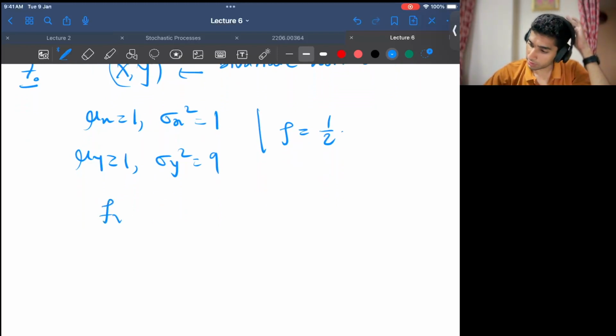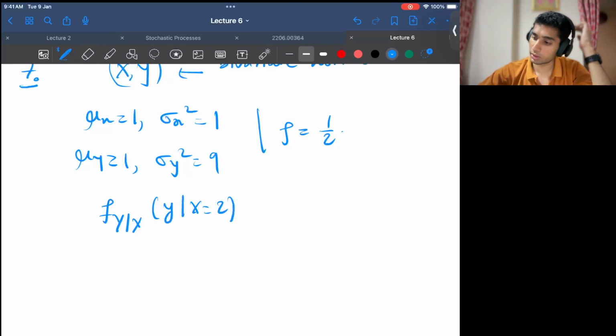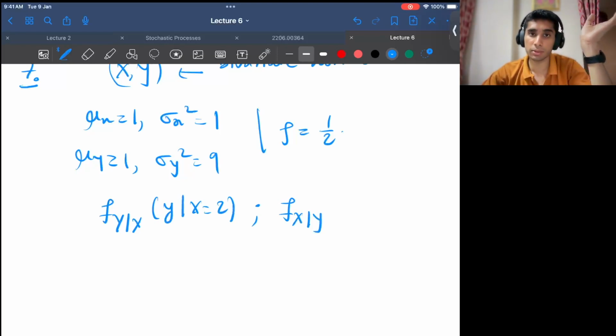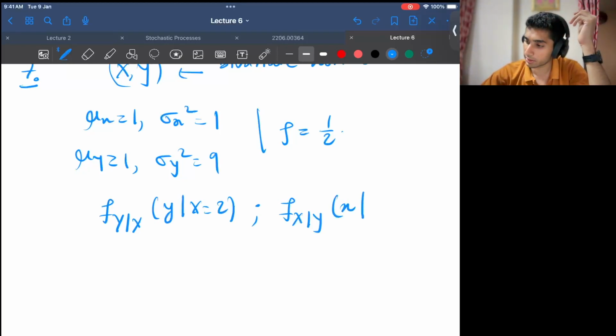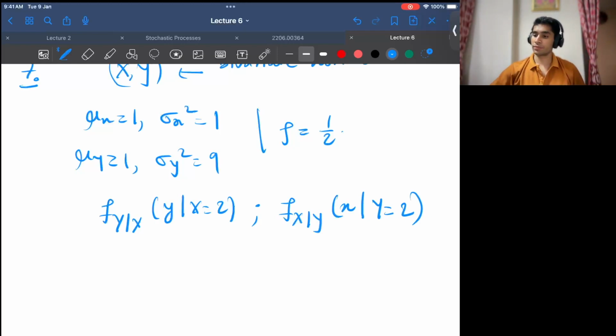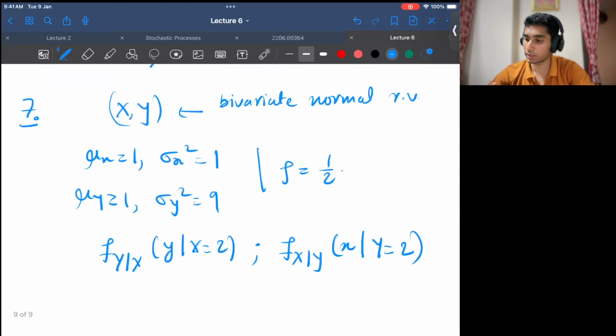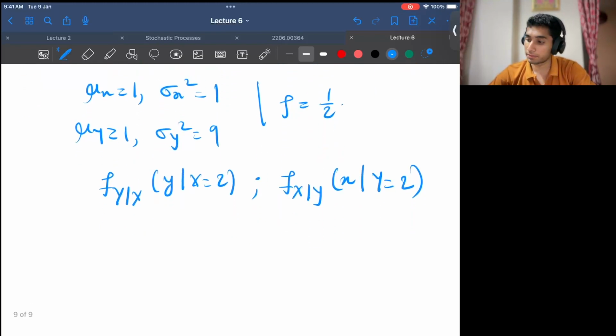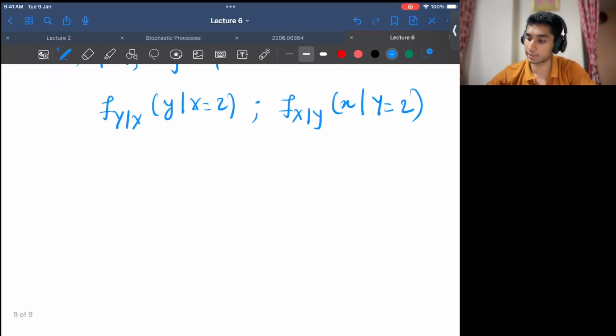So the question is, what is the distribution of y given x when x is equal to 2? Similarly, what is the conditional distribution of x given y when the random variable y is given to you to be 2? So a joint normal distribution is given to you with all these parameters. The question is, what is the distribution of the conditional densities?